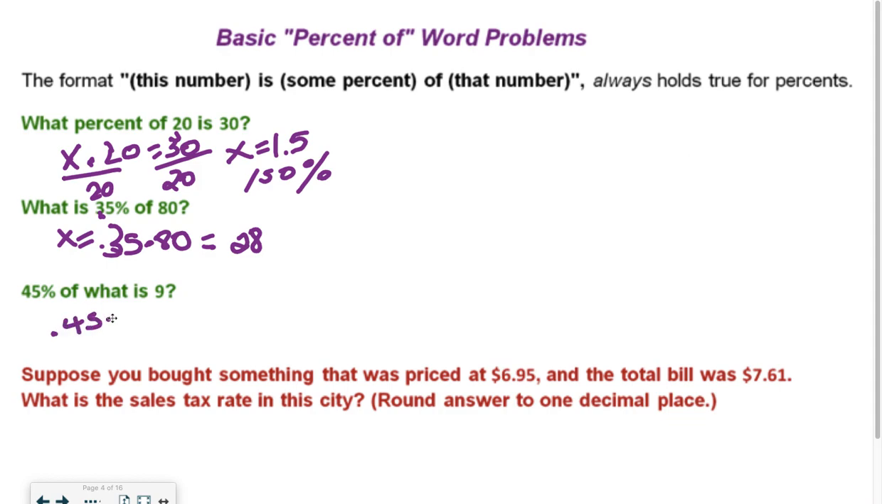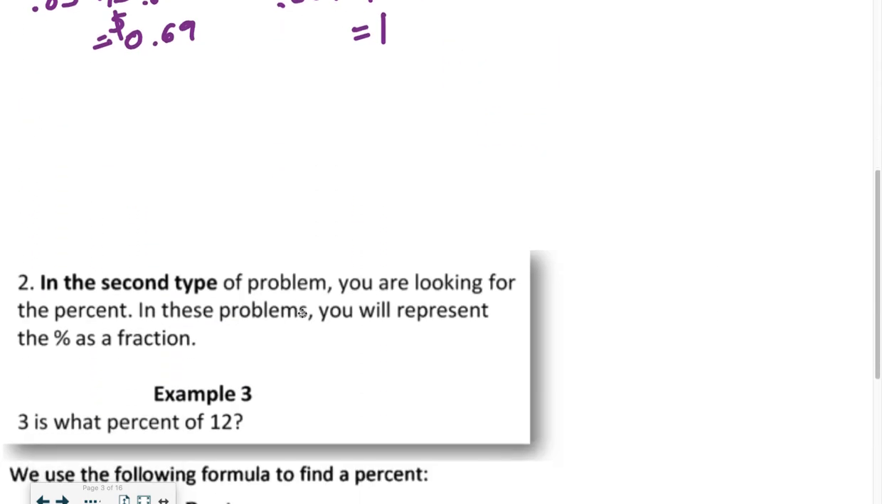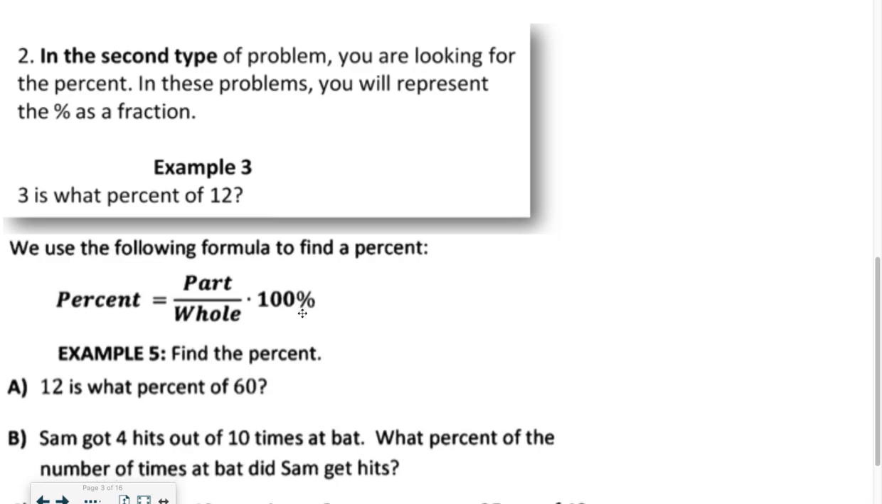45% of what is 9? So again, we're going to divide by what's in front of x. This is knowledge you should have already. And we get 20. I think I skipped something, so I'm just going to go back. I definitely did. So I'll just fill these in.